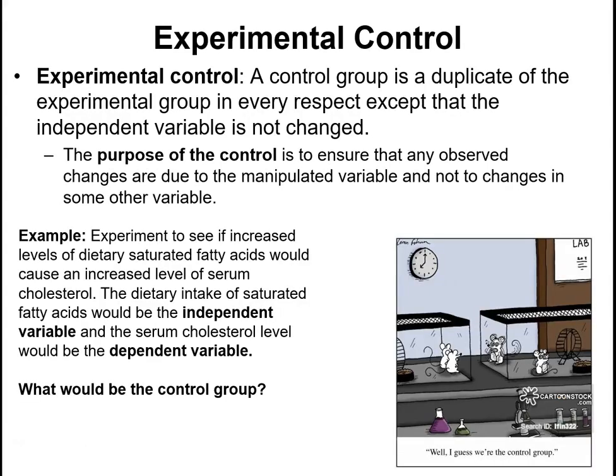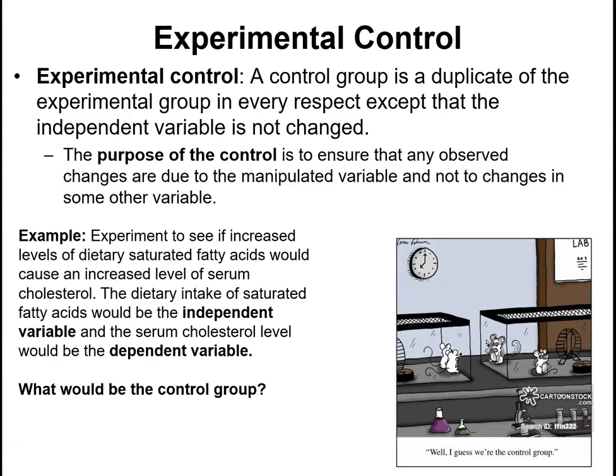And then we have experimental control groups. This is a duplicate of whatever group we're experimenting on, where we did change the independent variable, that has to be the exact same as that group in every way except for the independent variable. So the purpose of the control is to ensure that any changes that are observed are due to that independent variable. They are due to that one thing we changed and not something else.